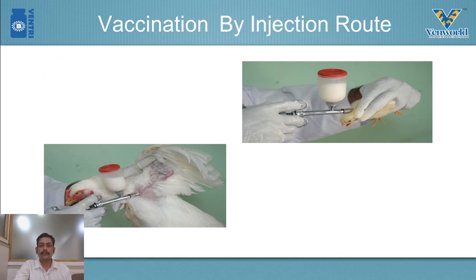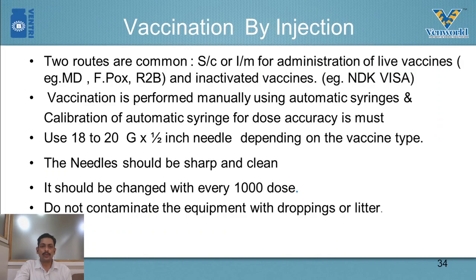So this is the third way of vaccination for individual birds, that is the injection route. In that we are giving either the subcut route or the intramuscular route. These are the two routes we use for vaccination purposes. For intramuscular administration of live vaccines, examples are Marek's vaccines, which we give at the hatchery level. Then ND-K also for the commercial broiler at the hatchery level.